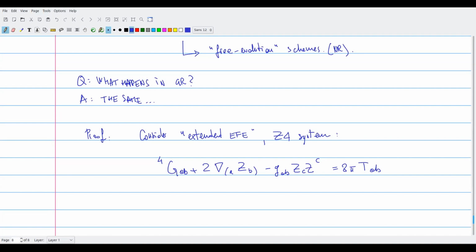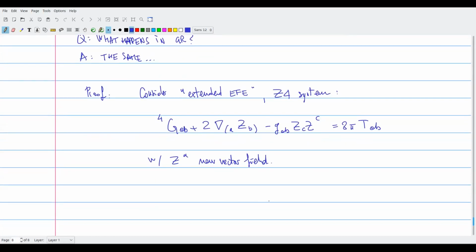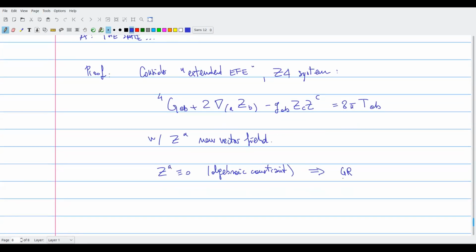So it's an extended theory, where the Z is a new vector field. Of course, if you have this Z that is identically 0, this would be an algebraic constraint now. Then you recover general relativity automatically. Okay. And of course, you can perform the 3+1 decomposition of this system as well.